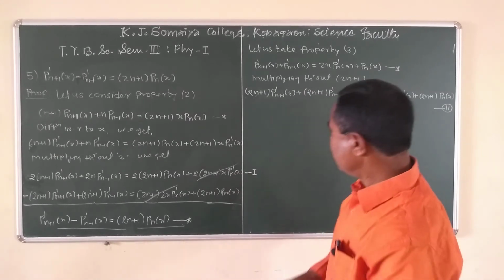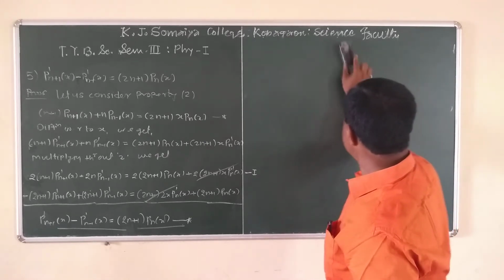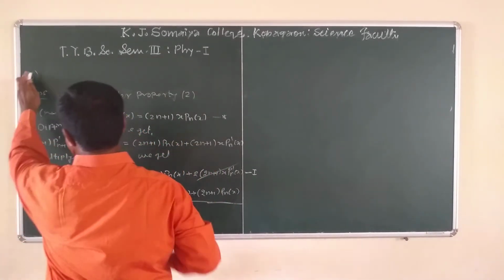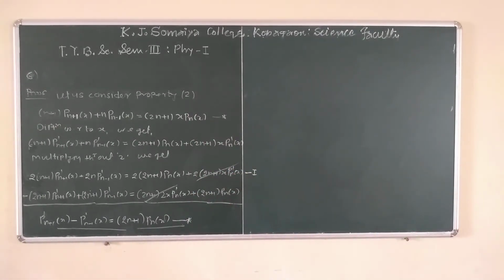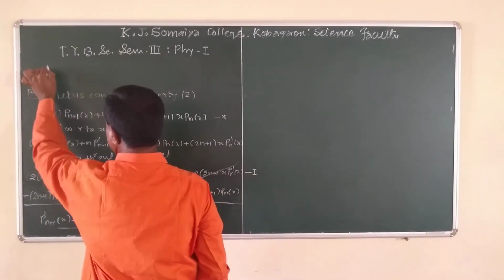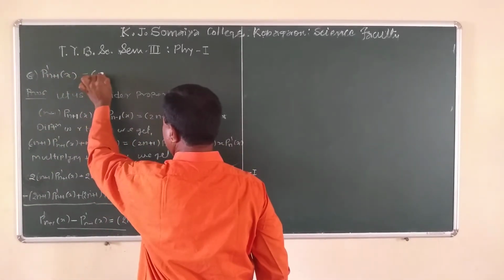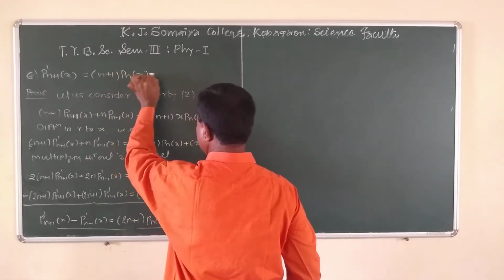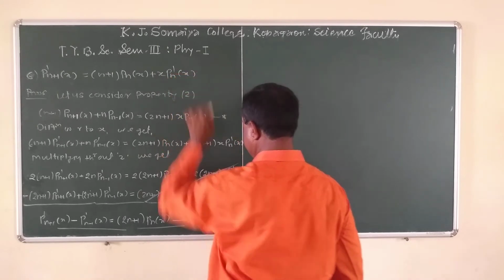Okay. Then we consider the next property, number 6. Property 6, and this property is P'_{n+1}(x) = (n+1) P_n(x) + x P'_n(x).